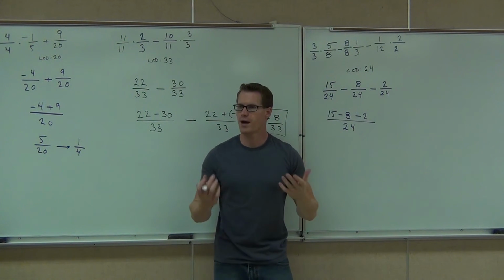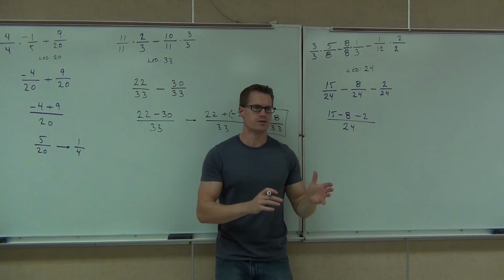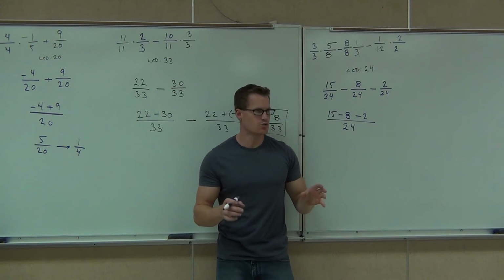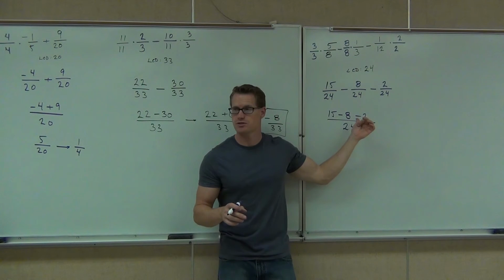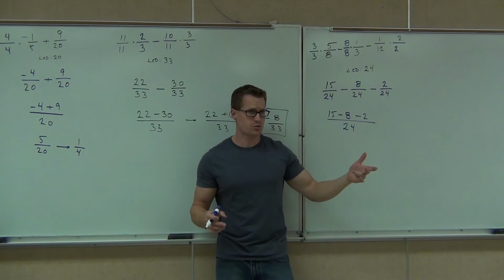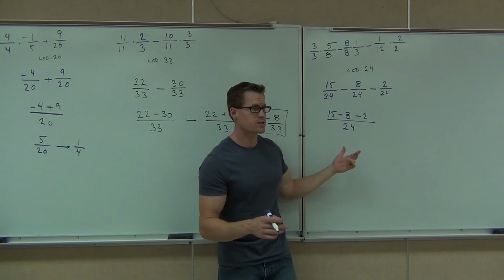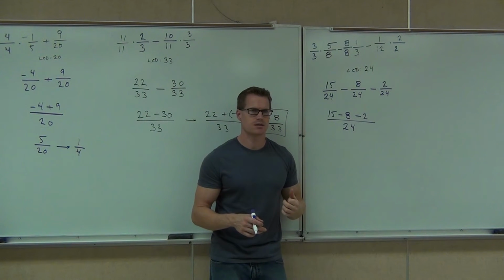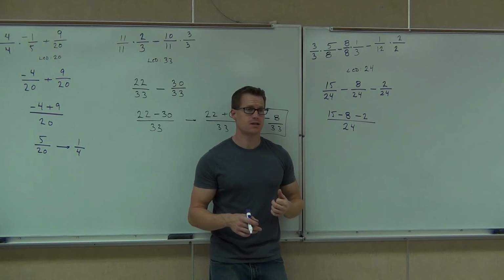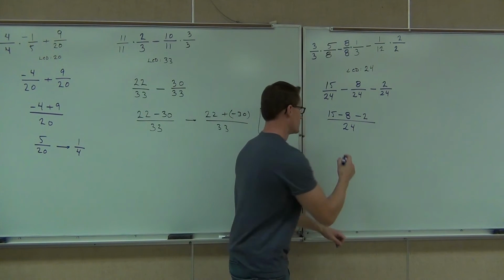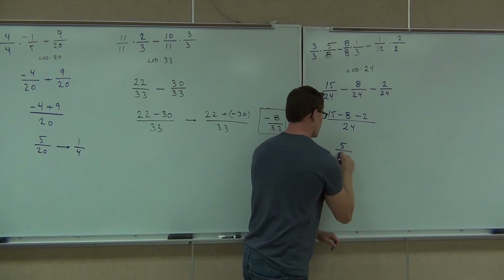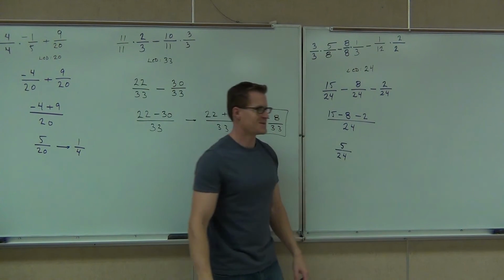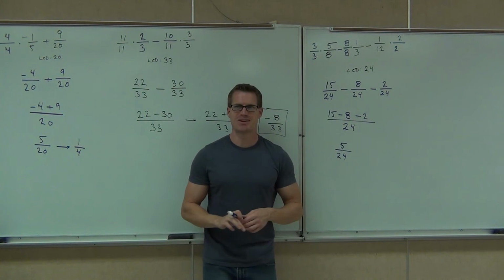Instead of thinking of the full fractions, now you just have to think of the numerators, and that's nice. That way you can use addition rules. You can change those to plus negatives, use the addition rule, and figure out your answer. Or if you like subtraction, just do 15 minus 8 minus 2. How much is 15 minus 8? 7. And then minus 2 is? 5. So 5 over 24. You jumped the gun.